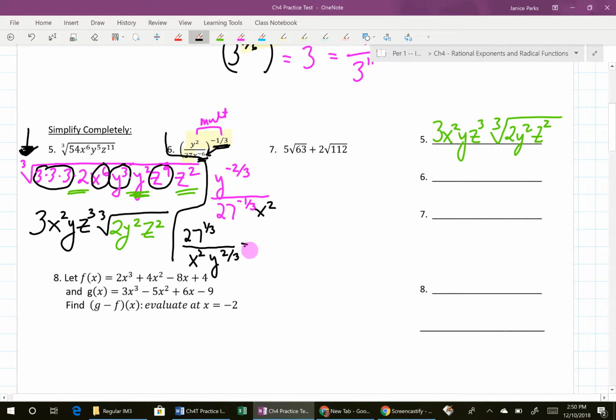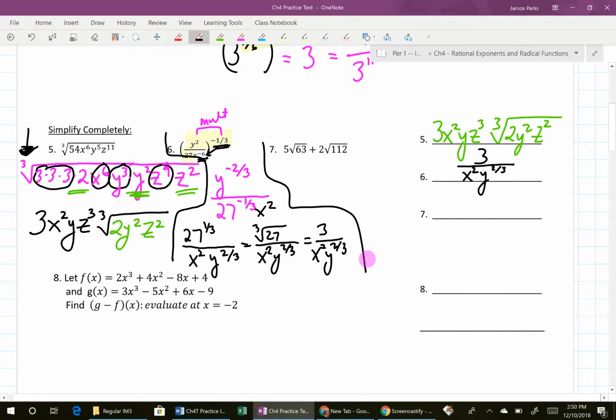27 to the 1/3 means the cube root of 27, which is 3. And then the x squared y to the 2/3 just remains x squared y to the 2/3. So for number 6, you have a 3 at the top. You have an x squared y to the 2/3 in the numerator.